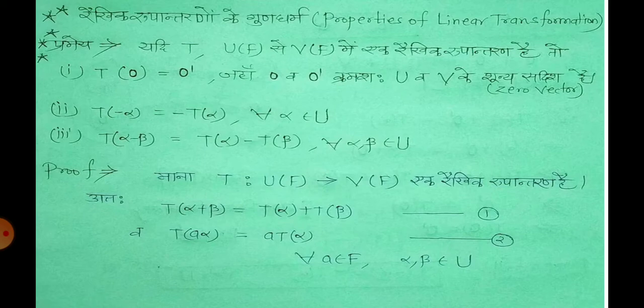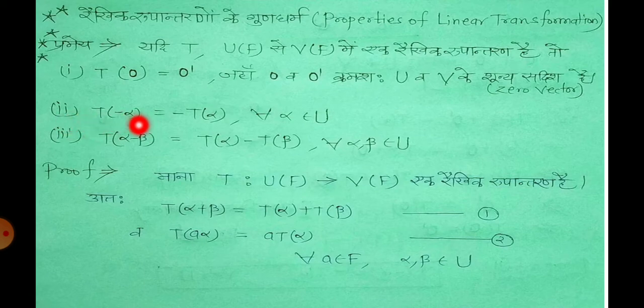Now we see properties of linear transformation. For this there is a theorem. If T is a linear transformation from U(F) to V(F), where F is a field and U and V are vector spaces, then this theorem says that these three properties hold. First, T of vector 0 is equal to 0 dash, where 0 and 0 dash are respectively the zero vectors of U and V.